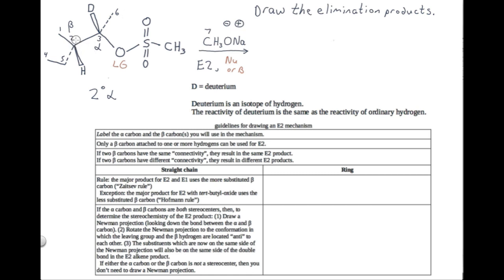Carbon 2 is attached to 4 different groups: a methyl, an ethyl, a hydrogen, and this complicated carbon chain. And carbon 3, the alpha carbon, is also attached to 4 different groups: a methyl, the sulfonate, this complicated carbon chain, and the deuterium. Both the alpha and the beta carbon are stereocenters, so we will use a Newman projection to get the correct stereochemistry for the E2 product when we use carbon 2 as the beta carbon.